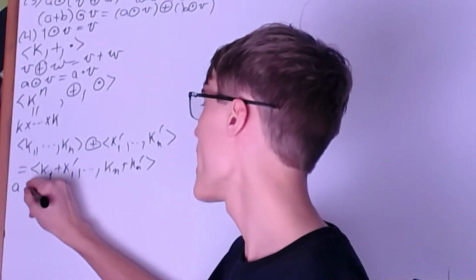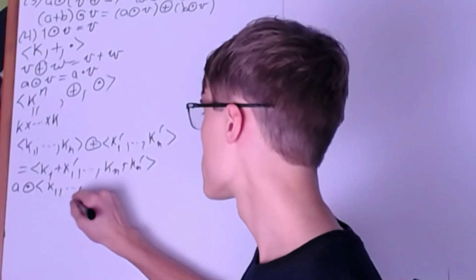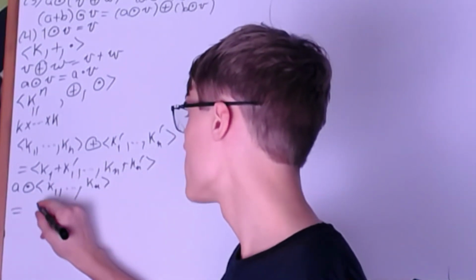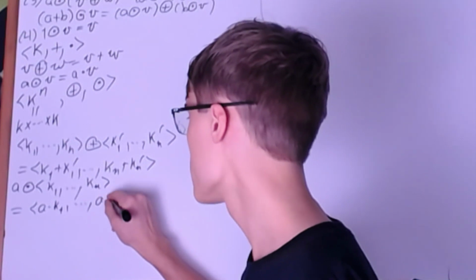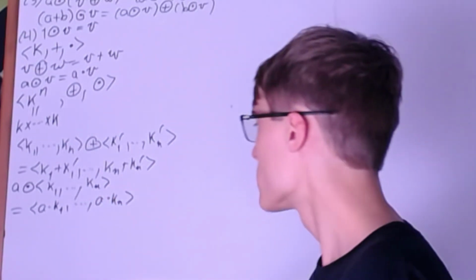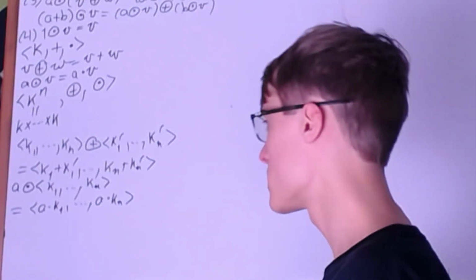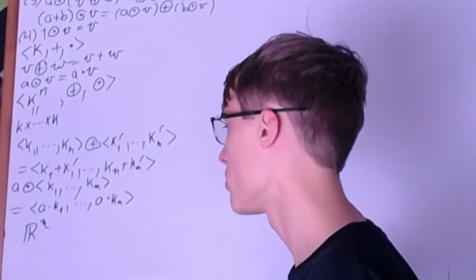If I wanted to do A scalar multiply some n component element of this vector space, this is going to be defined to be A times K1 all the way up until A times Kn. So it's just pointwise multiplication within the field. And this is a generalization of the vector space Rn to any general field.